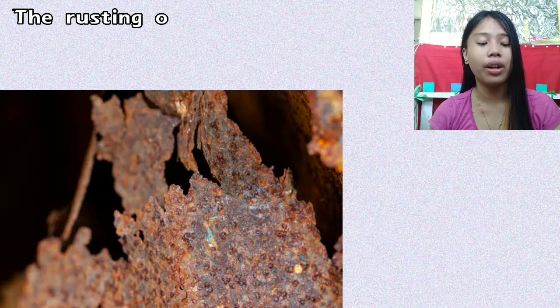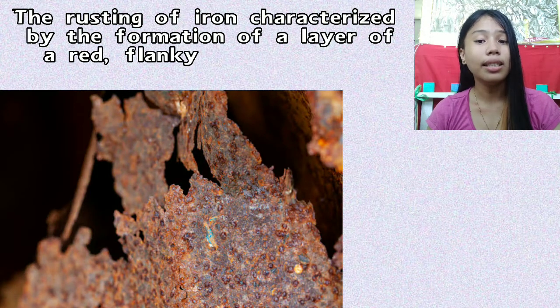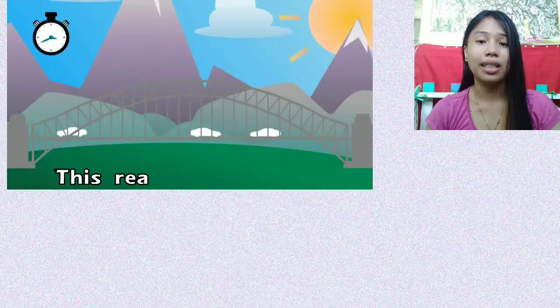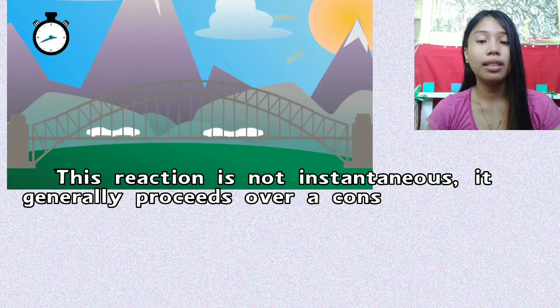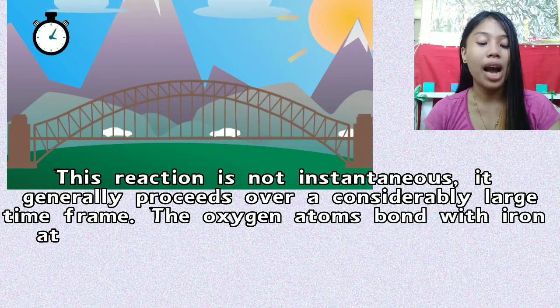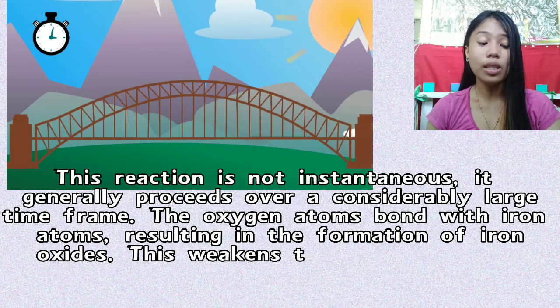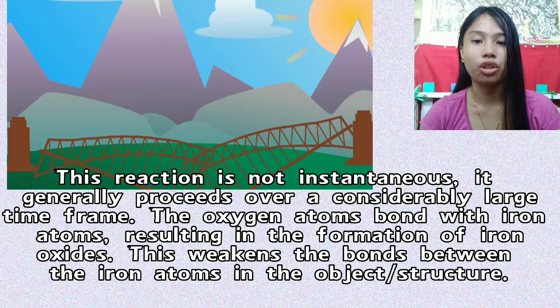This rusting of iron is characterized by the formation of a layer of a red, flaky substance that easily crumbles into a powder. This reaction is not instantaneous. It generally proceeds over a considerably large time frame. The oxygen atoms bond with iron atoms, resulting in the formation of iron oxide. This weakens the bonds between the iron atoms in the object or structure.